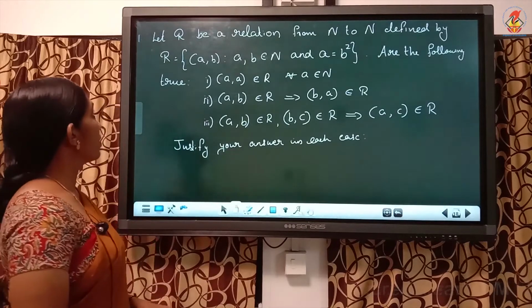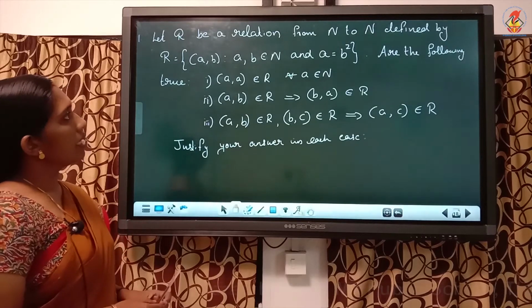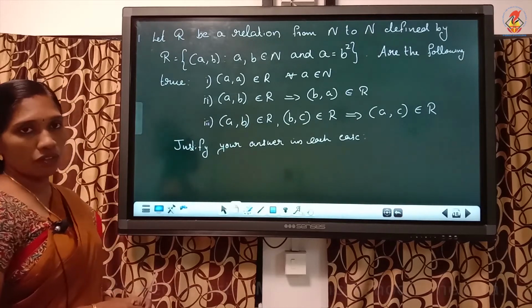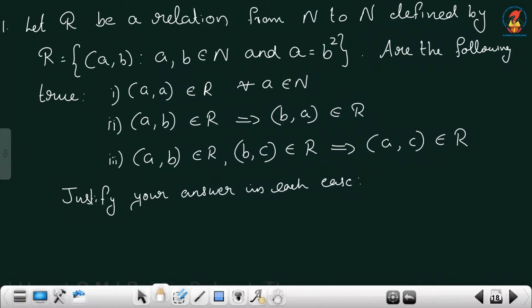The first question. Let R be a relation from N to N. N means the set of natural numbers, defined by R equals the set of ordered pairs (a, b) such that (a, b) belongs to N and a is equal to b square. Are the following true? First one, the ordered pair (a, a) belongs to R for every a belongs to N. Second one, the ordered pair (a, b) belongs to R implies (b, a) belongs to R. Third one, (a, b) and (b, c) belong to R implies (a, c) belongs to R. Justify your answer in each case.